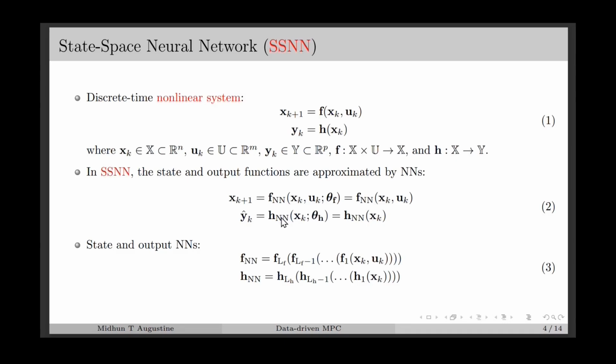The state and output functions can be chosen as deep neural networks as in equation number 3, where the state function contains L_F number of layers and the output network contains L_H number of layers, and each layer will contain a weight matrix, a bias vector, and an activation function. This SSNN can be considered as a special case of RNN, and this term SSNN is commonly used in the control community, and the term Elman network is also commonly used.